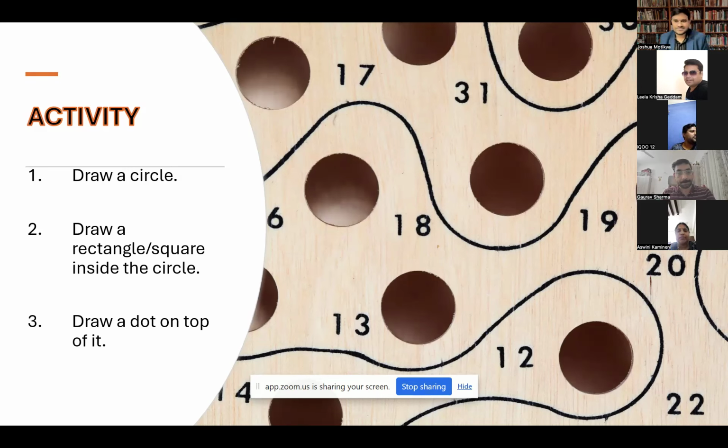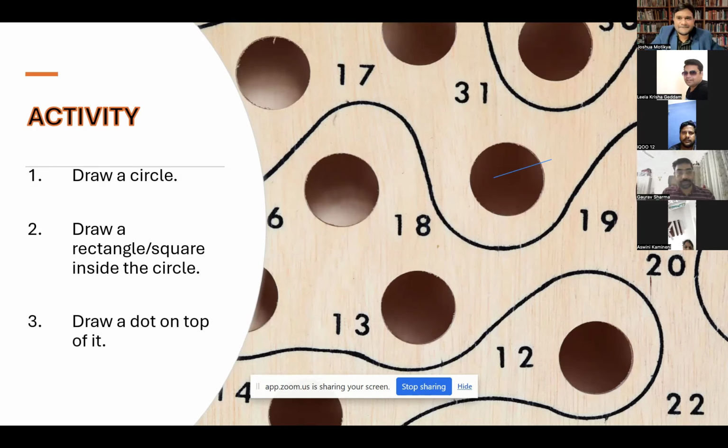Can you just repeat again, Gaurav? Yeah, from my screen, you can see this activity, right? There are 3 steps. Draw a circle. The second step is draw a rectangle or a square inside the circle. And draw a dot on top of it. Right. I'm just checking. I did the same thing. Rechecking it. Right. So hopefully you have your picture created, formed.